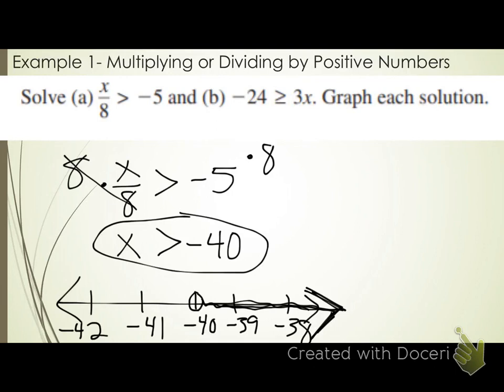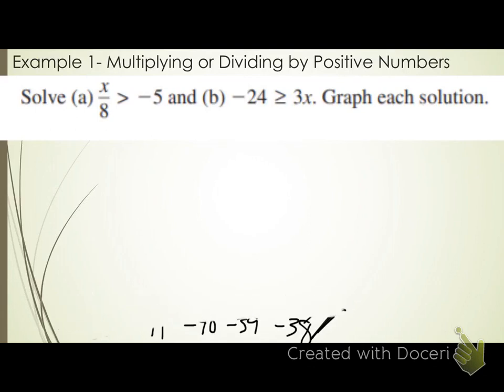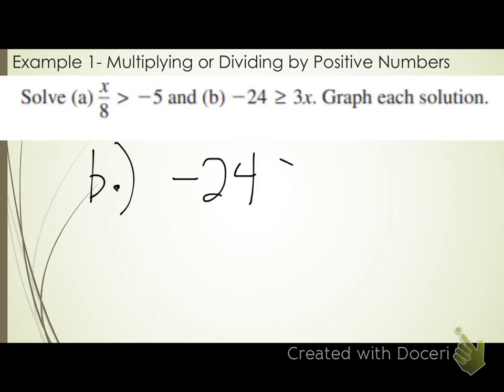Can I erase and move to B? Letter B. Negative 24 is greater than or equal to 3x. Raise your hand if you can tell me how I'd get x by itself. Divide both sides by 3. Very good. X is being multiplied by 3. Inverse of multiplication is division. So I'm dividing both sides by 3.